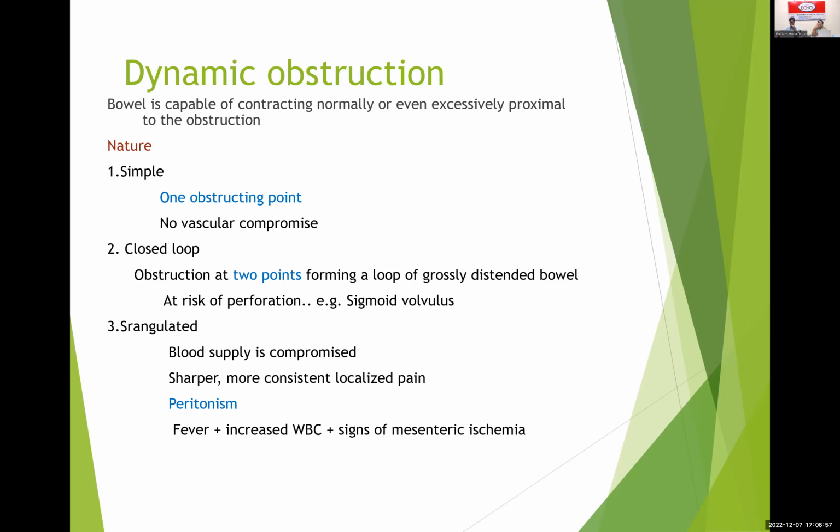And in strangulated obstruction, the blood supply is compromised. There is sharper and more consistent localized pain at that particular site. There is peritonism, fever, and increased WBC count can be seen, and there are signs of mesenteric ischemia.